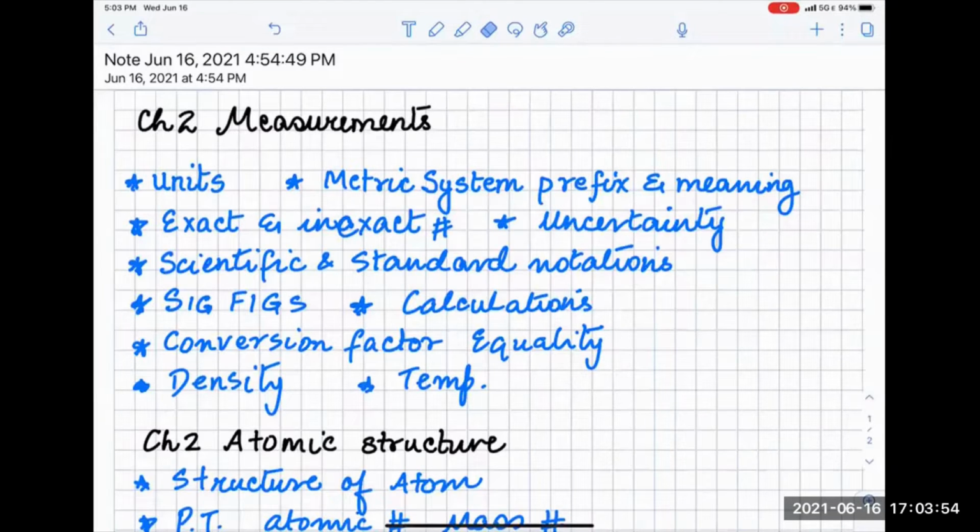Okay, so now the question is, first of all, we will talk about the units, the different types of units, then the metric system, then the exact numbers, the inexact numbers, uncertainty in the measurements, what does that mean? Then scientific and standard notations, significant figures, calculations, conversion factors, and equality. And this relates to the dimensional analysis.